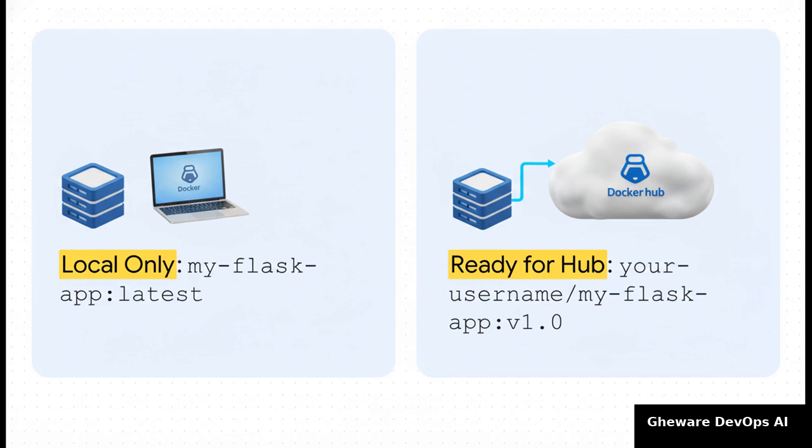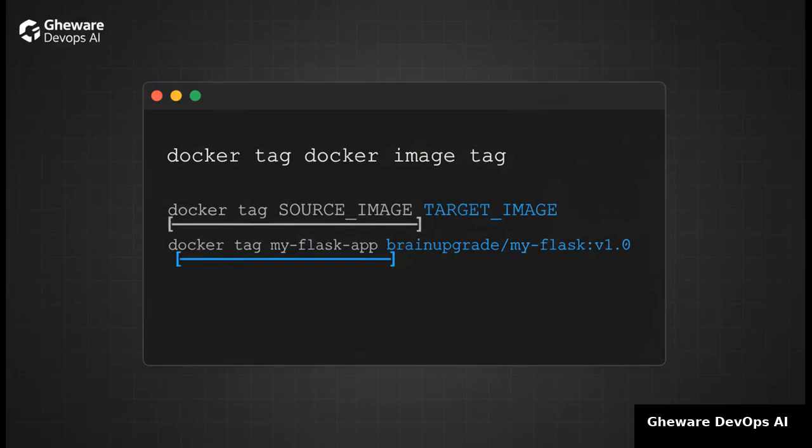And while you're at it, it's way better to use a specific version tag, like v1.0, instead of just the default latest. The command for this is docker tag. It's pretty simple. You give it the current name of the image, and then the new, full name you want to give it. So it's docker tag my-flask-app brain-upgrade/my-flask-app:v1.0.